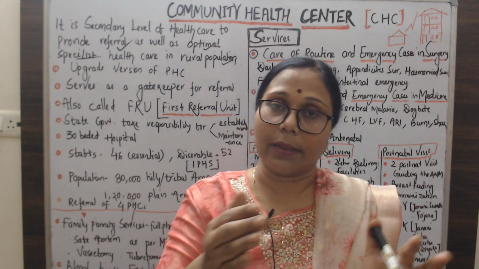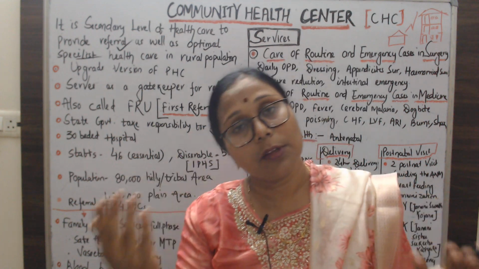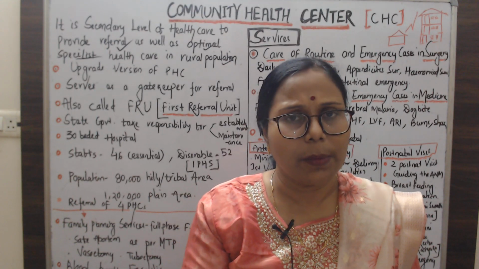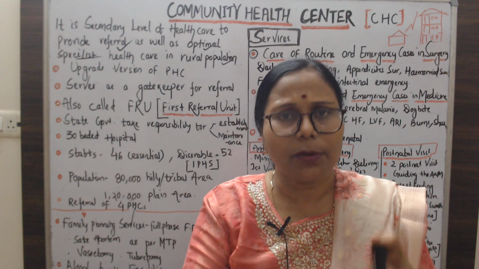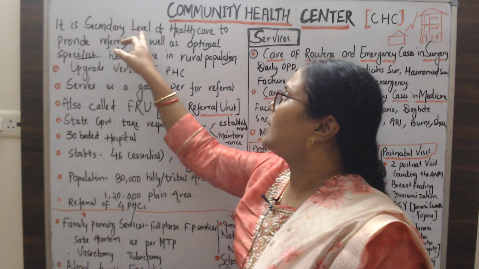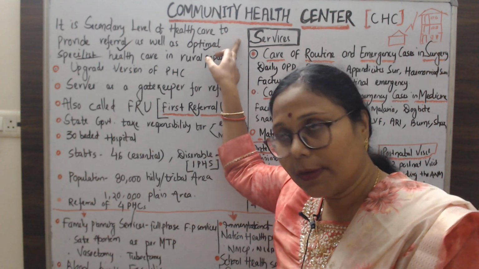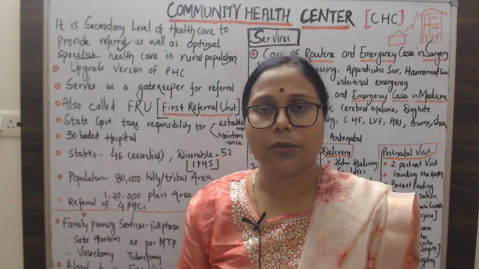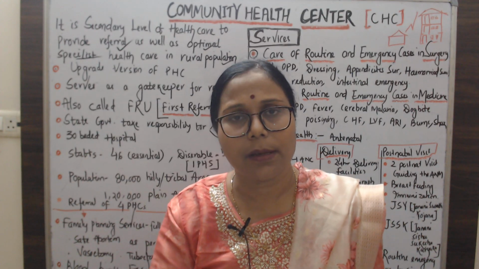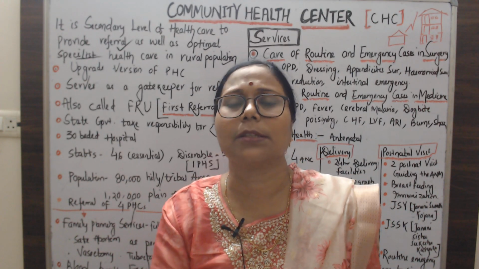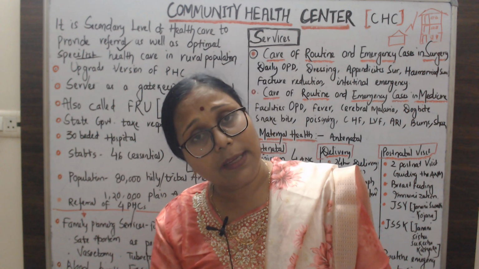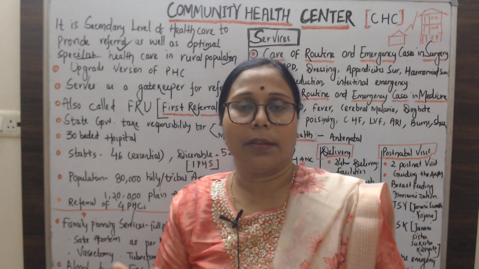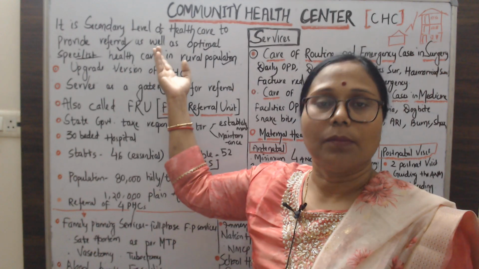Here referral cases are managed, and optimal specialized healthcare is provided to the rural population. So by definition, it is a secondary level of healthcare to provide referral as well as optimal specialist healthcare to the rural population. In the primary health center there is only one doctor, so if a case is not managed there and needs specialist care or specialized consultation, it can be transferred to the community health center.